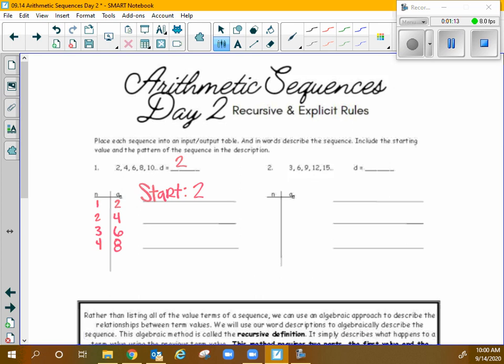Okay. Starting at 2, and what's happening every time? What's our pattern? We're adding 2 to each term.